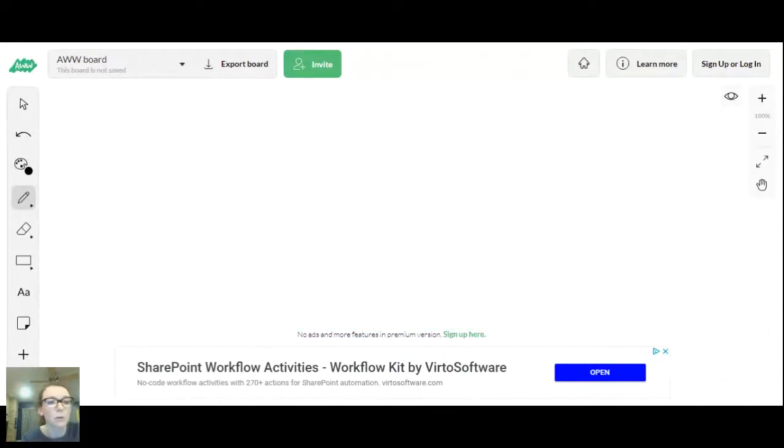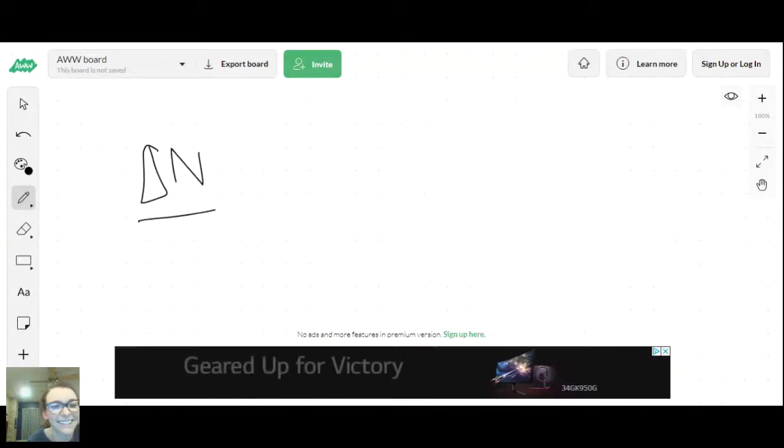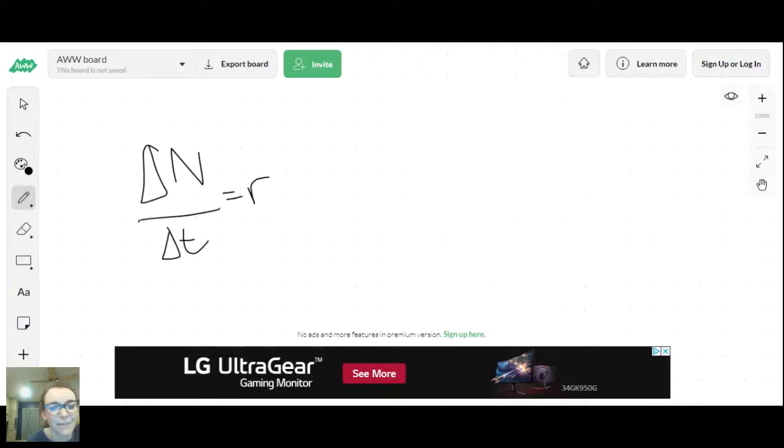Perfect. Okay, so back to our equation that we're going to use. We're assuming exponential growth, so our change in population over our change in time is equal to this new variable R max, which is our growth rate, times our population size, which is n. Okay, so we already found our change in population size, right? We found that that was going to be equal to 30.